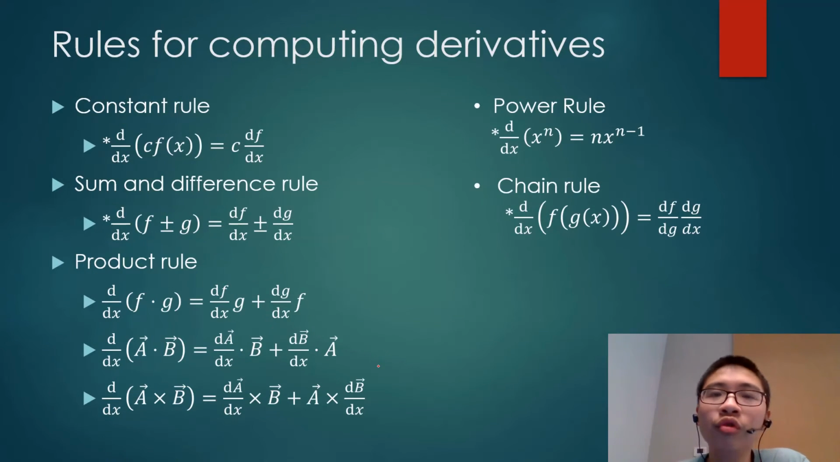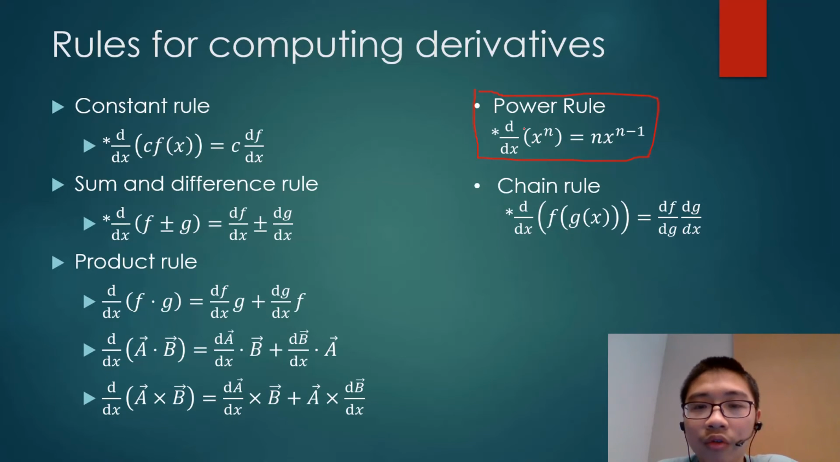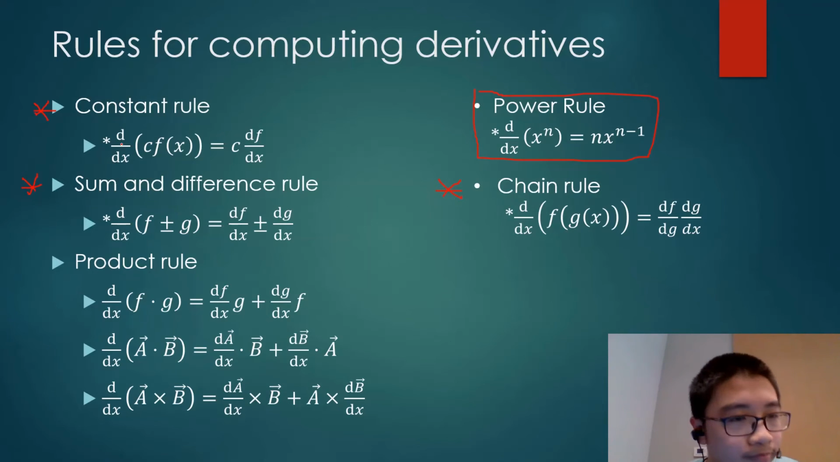Now we need to know some rules for computing derivatives. The first rule, which is actually the most important rule that we have seen before, is the power rule. d dx of x to the nth power, if n is some real number, is equal to n times x to the n minus 1th power. And these three rules, in addition to the power rule, are the most important rules.